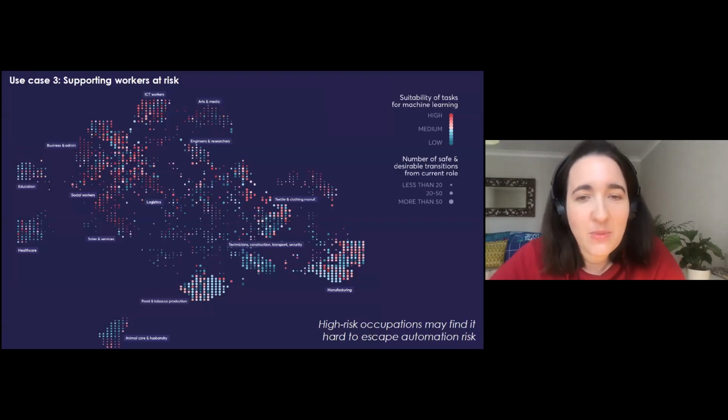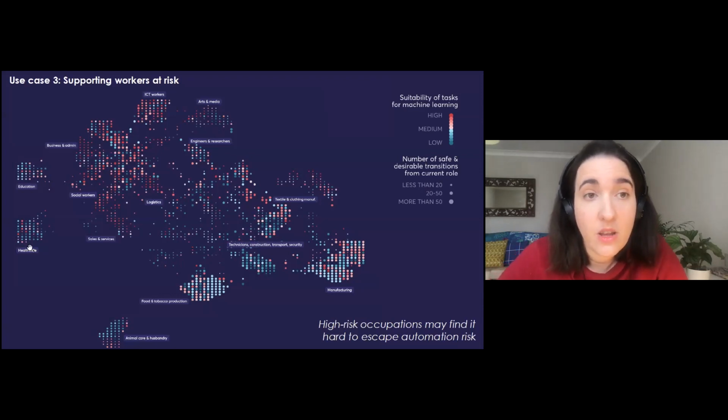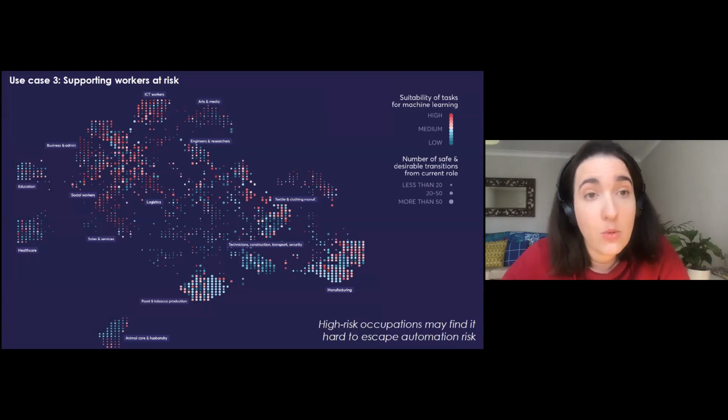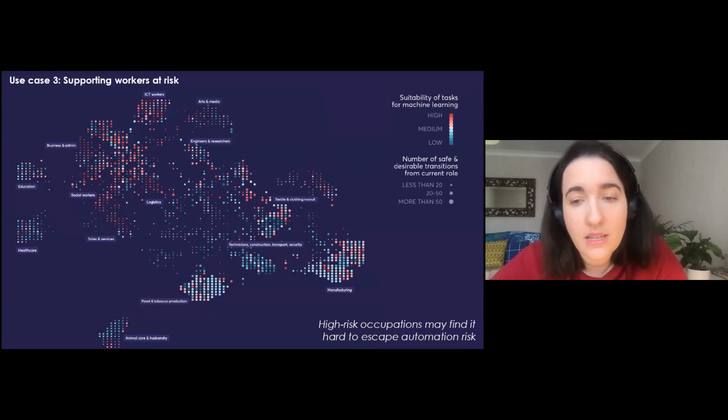So what we can do is overlay automation risk onto the map, and we can show that those whose jobs are at high risk of automation are also typically surrounded by other jobs that are at high risk of automation, because those jobs that require similar skills tend to have similar levels of automation risk. And so that's why we think some workers may need a little bit more help to escape automation risk and to move into lower risk areas. And to do that, they'll need to undertake more retraining.